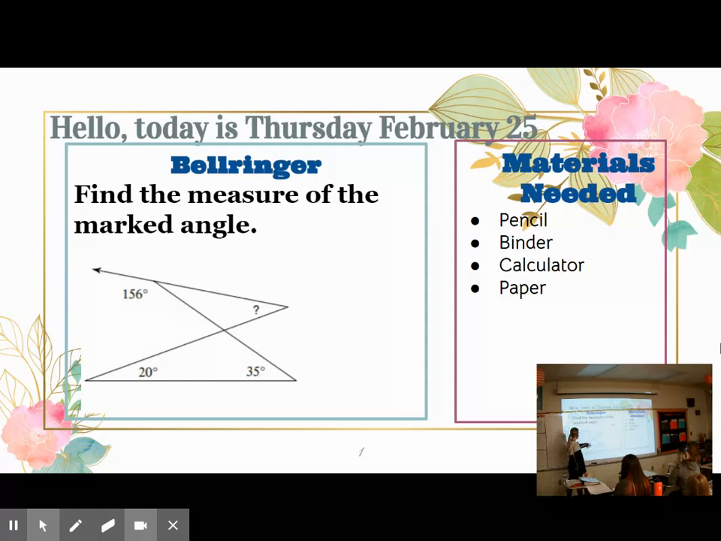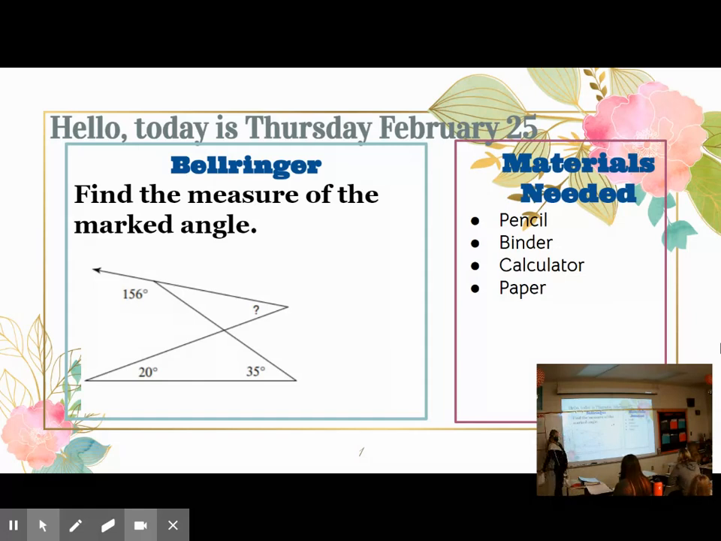and then on 55, I subtracted that from 180, and this angle is 125, and then the vertical angle is 125, and then I took 156 minus 125, and that's 31. Awesome, thank you. Abby, tell us, do you agree or disagree?